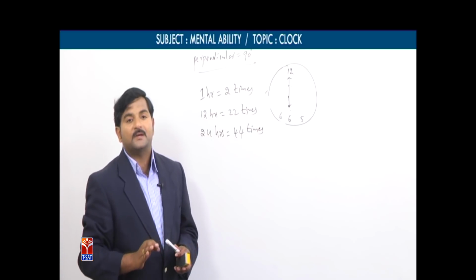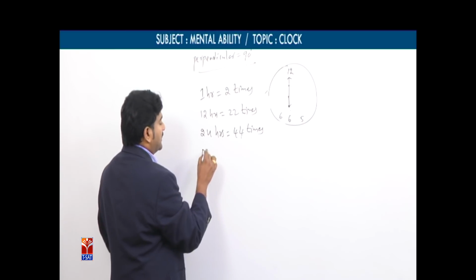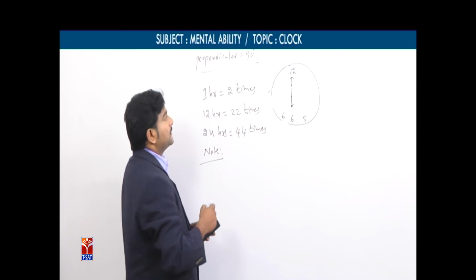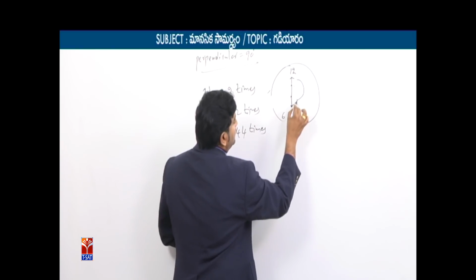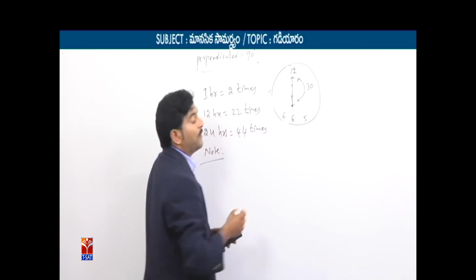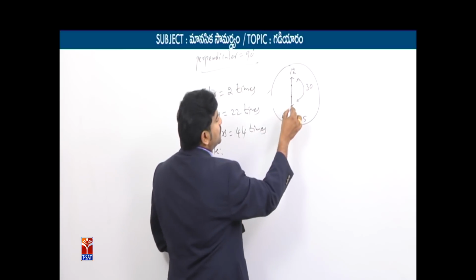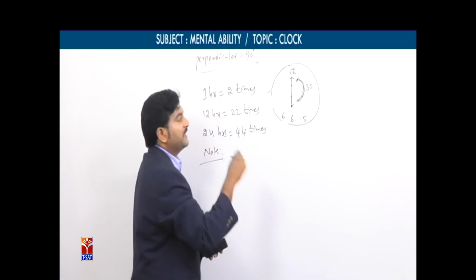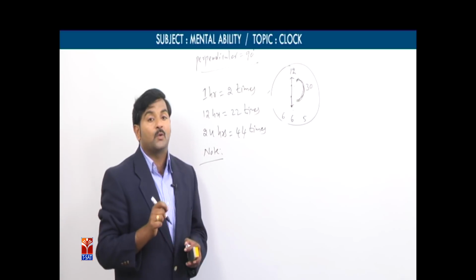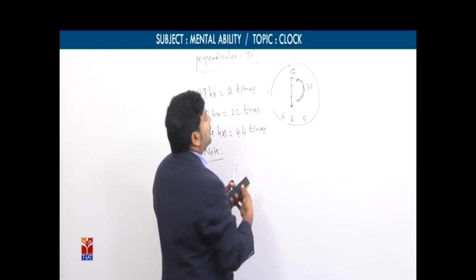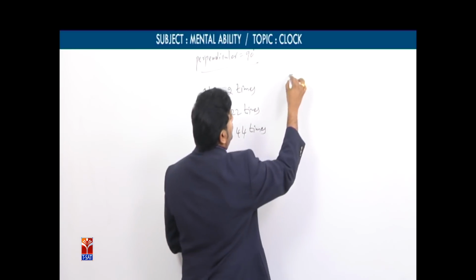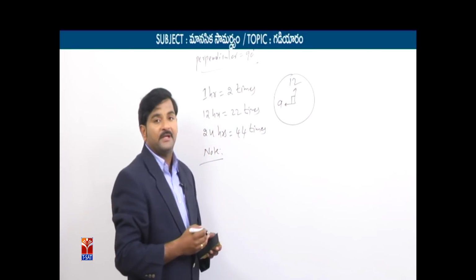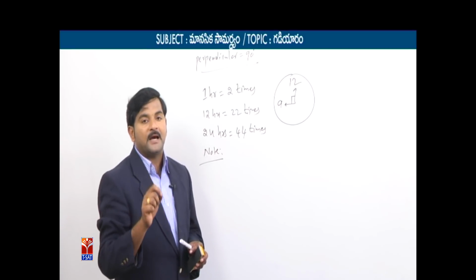So these are the 3 conditions. And one more important point I forgot to say here: when the two hands are opposite to each other, then they are 30 minute spaces apart. What does it mean? The hour hand is at 6 o'clock, the minute hand is at 12. From 12 to 6, how many minutes do we have? 30 minutes. Similarly, when the two hands are perpendicular to each other, they are 15 minute spaces apart. And when the two hands coincide, they are 0 minutes apart.